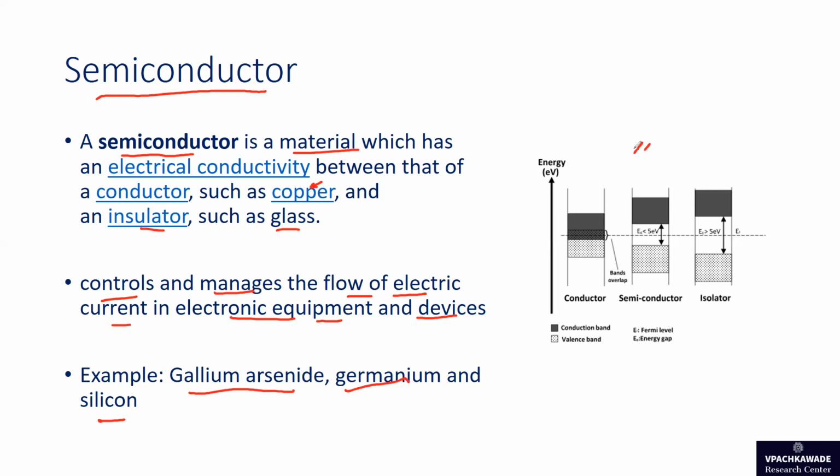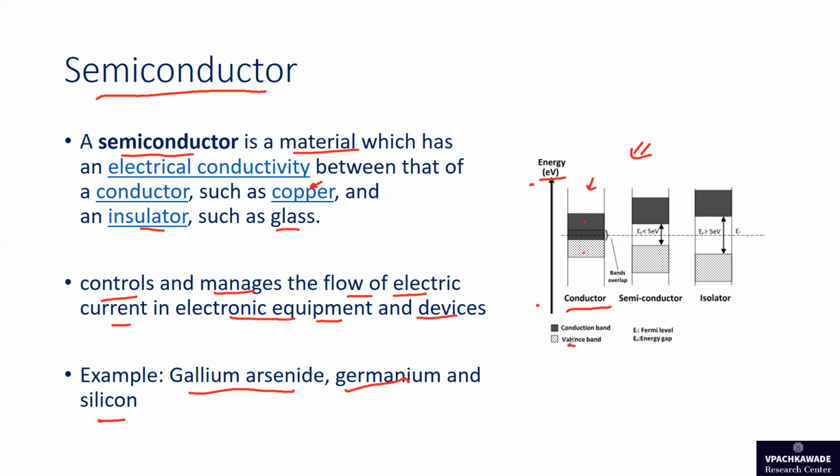Here is a picture of the energy band diagram. Here you see the energy, the unit of which is eV, and it runs from this end to this end. The first part of the picture shows the energy band diagram for a conductor. The dark gray shade indicates the conduction band, and the dotted white shade indicates the valence band.